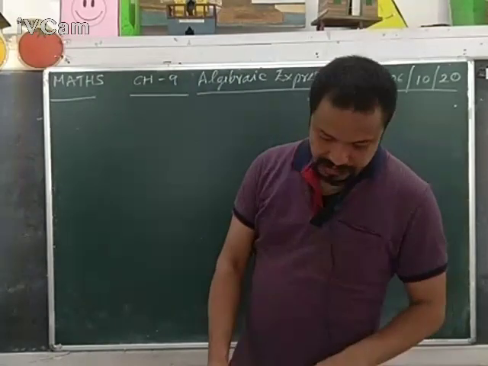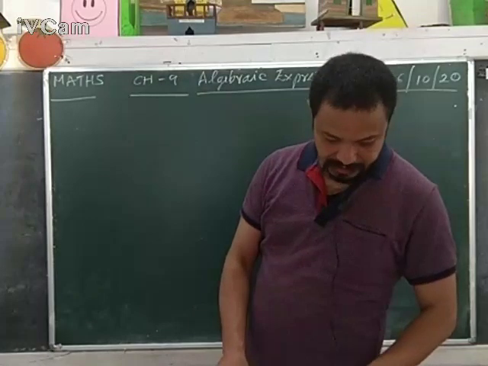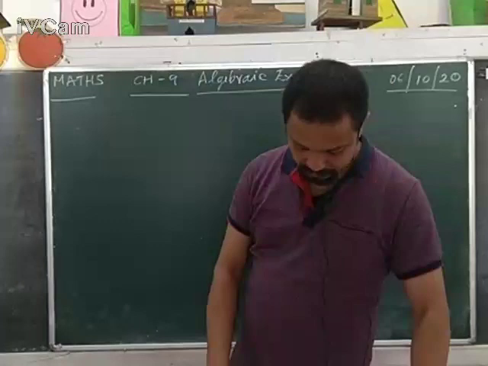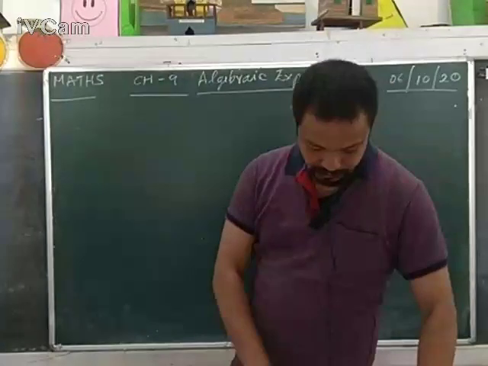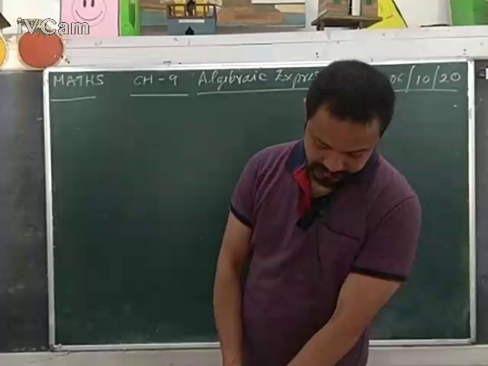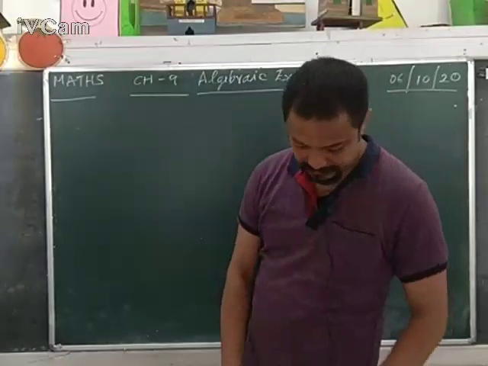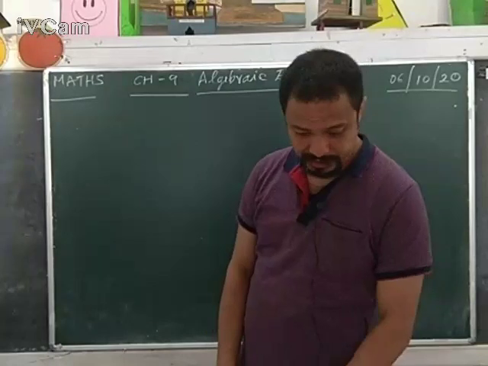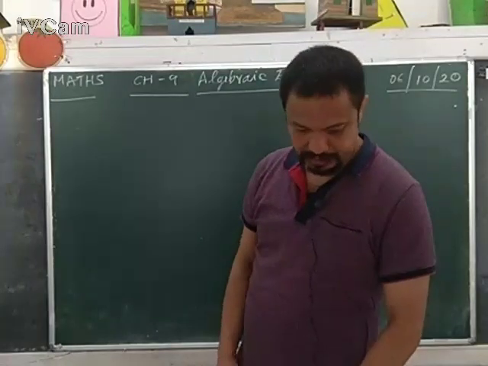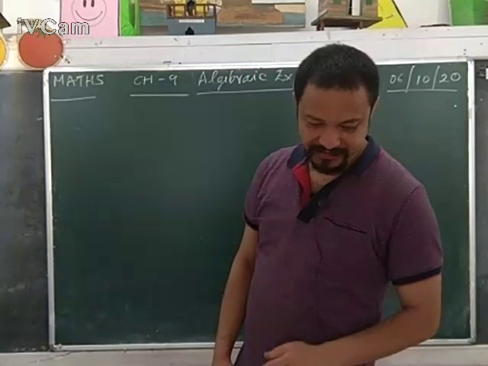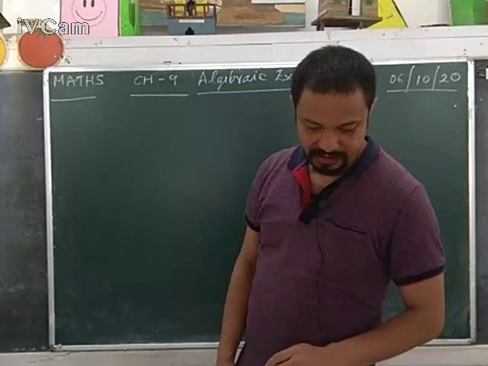We'll be continuing with algebraic expressions only because last time I could do till number 4, right? Number 4, the questions were identify like terms in each of the following. I had explained earlier also. Today we'll continue with number 5, then we'll move on to the other exercises, addition and all. Number 5 says identify polynomials from the given algebraic expressions.